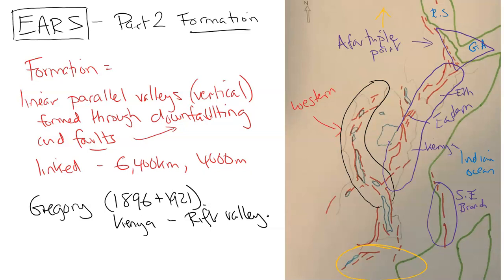Now we're going to have videos on each part: the western branch, the eastern branch, the Afar Triple Point, and the Great Lakes as well. But just in terms of explaining this diagram, from Gregory's observations, more and more experiments and observations, and recently seismic data and remote sensing, we can get an idea of how this formed.